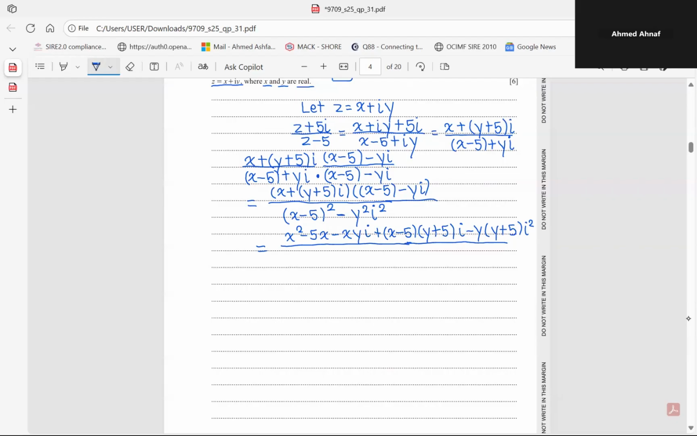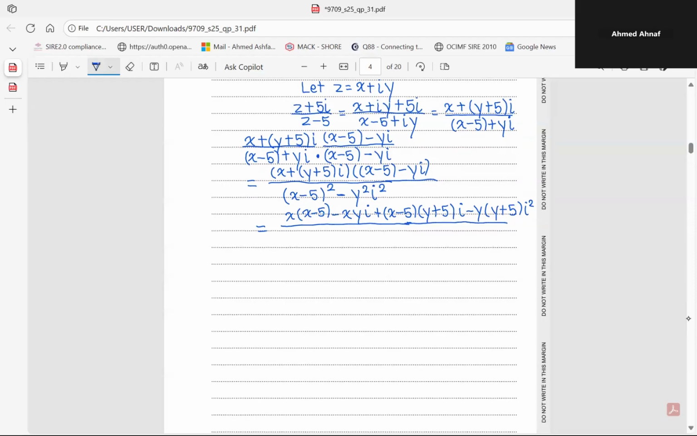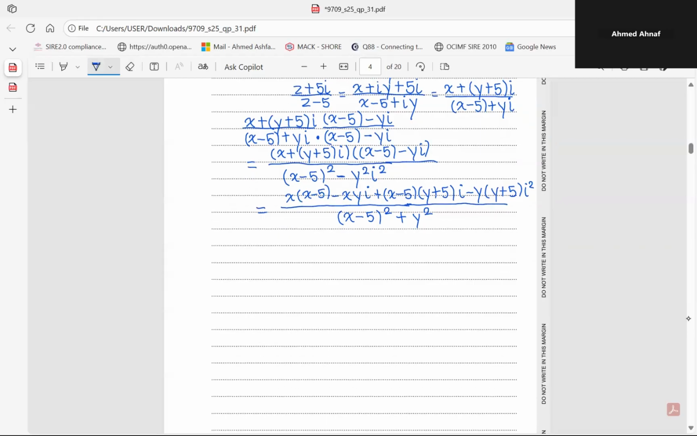And now let's simplify the denominator. Oh, okay, wait, actually, let's re-express x squared minus 5x as x times x minus 5. Yeah, and then we have over x minus 5 squared plus y squared. Since i squared is equal to negative 1, negative times negative, you'll get positive 1.